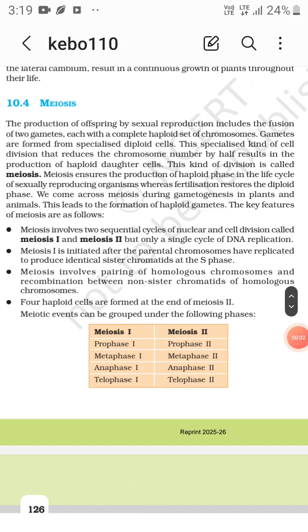So, we are at meiosis. The production of offspring by sexual reproduction includes the fusion of two gametes, each with a complete haploid set of chromosomes. Now, gametes are formed from specialized diploid cells.